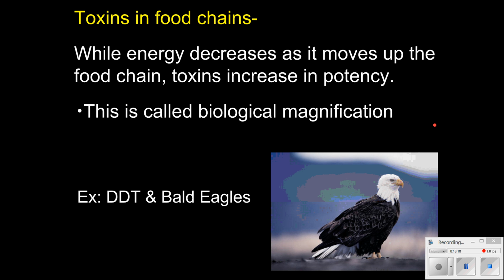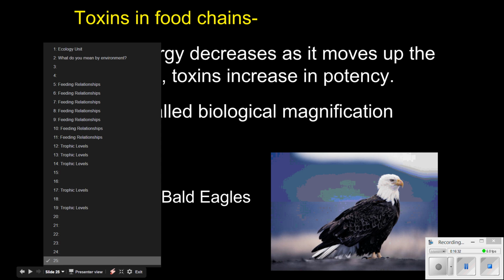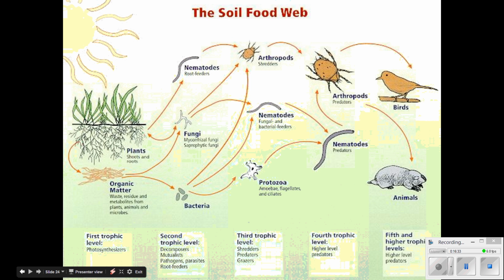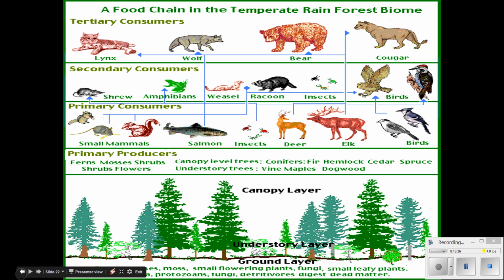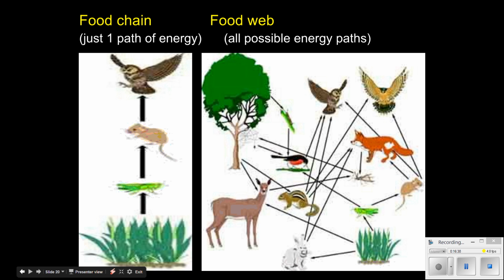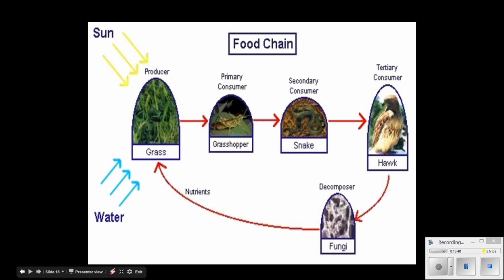All right, last bit is on toxins. What I want to finish with today is how toxins affect food chains. What you see with toxins in an ecosystem is that, let's say we're looking at the food chain that we've been looking at here, this shark one.